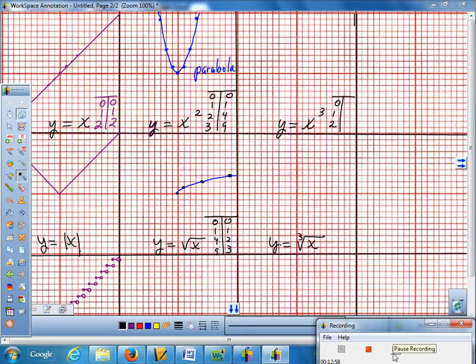X cubed. We're cubing it. 0, 1, 2. If you're cubing your numbers, 0 cubed is no problem. 1 cubed is 1. But what's 2 cubed? 8. Why am I not doing 3? It'll be 27, and I don't want to count 27 boxes.